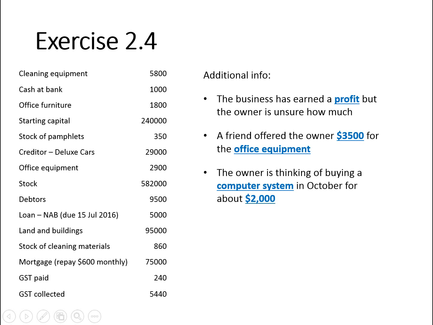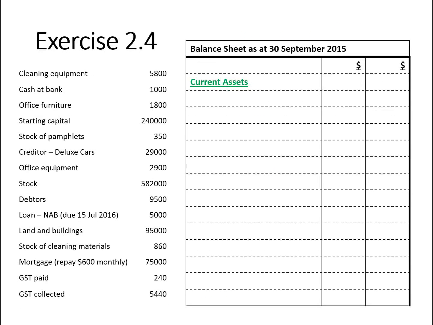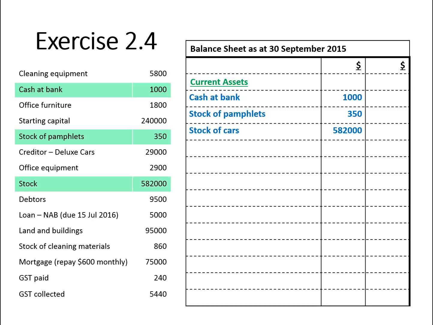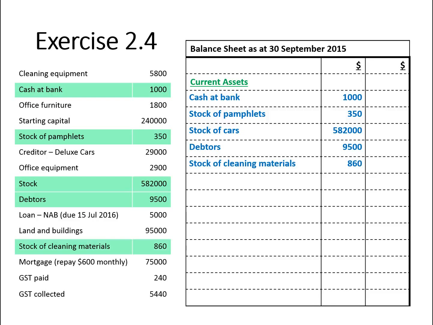We've also got the owner thinking of buying a computer system in October for about $2,000. It's just an estimate. So the first thing we'll do is go section by section. We've got current assets again. We're going to go through and find cash at bank. We've got stock of pamphlets, stock, debtors, and stock of cleaning materials. We'll talk about GST, whether it's an asset or a liability, later. I'm going to total that up and get total current assets of $593,710.